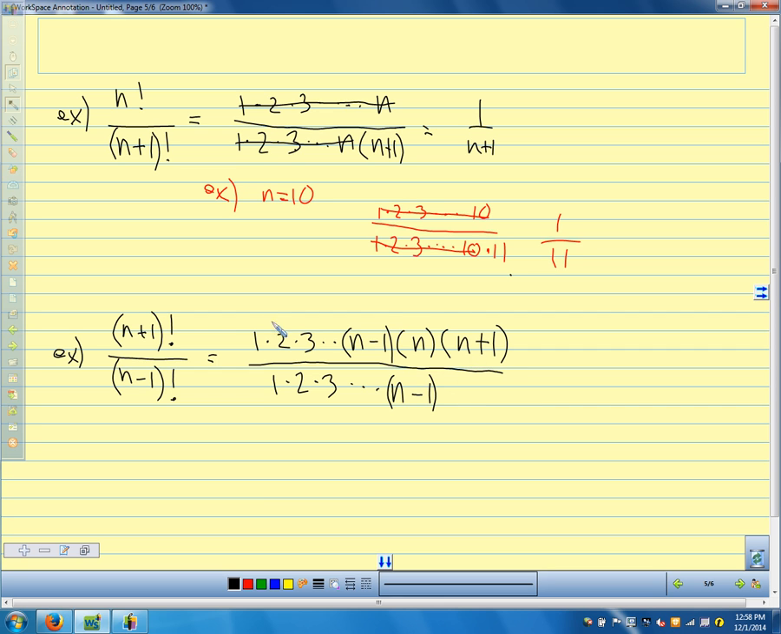In the numerator, I want all the numbers that are less than n plus 1. Well, n is 1 less, n minus 1 is 2 less. So I have to multiply all of those numbers to get to n plus 1. I can cancel those out, and I get n times n plus 1. And all I'm left with in the denominator is a 1. Yes?